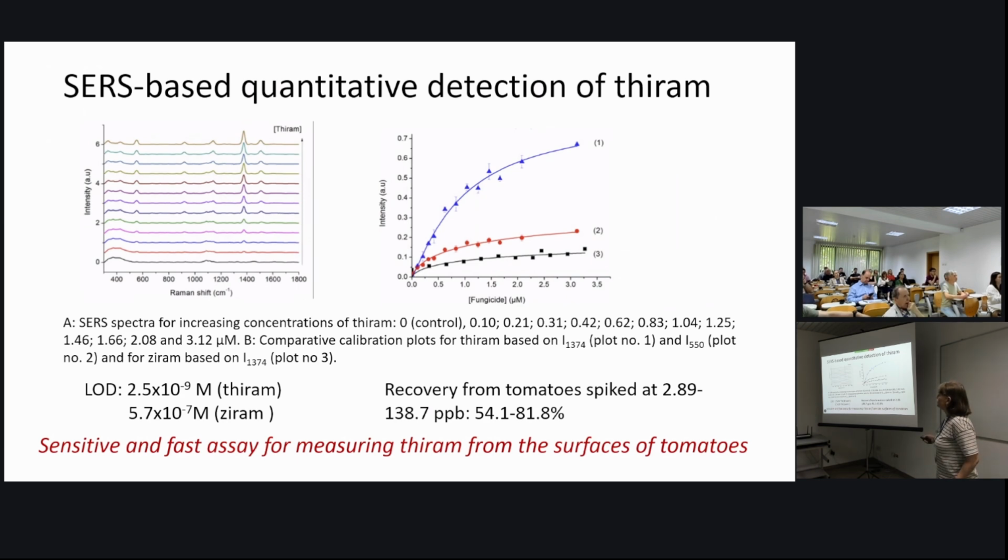So we can go down to nanomolar levels of thiram, and we can measure directly from the surface of tomatoes very well. It is very fast and more sensitive than the spectrophotometric assay.